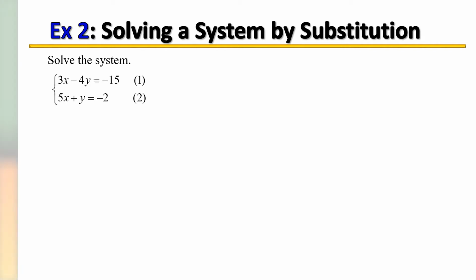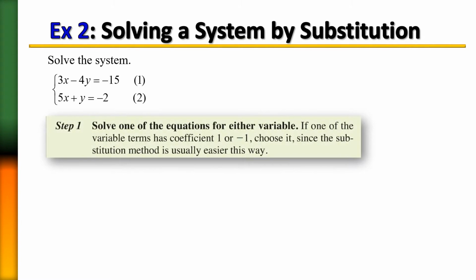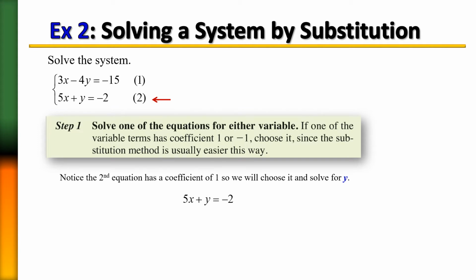In this example, we're going to solve the system by substitution. So recall step one is to look at your two equations and see where you have a variable term with a coefficient of 1 or -1. So we see that only equation number 2 has a variable term that has a coefficient of 1, and that's the y value. So we're going to use that equation and solve for y, which means we want to get y by itself, everybody else on the other side, using the rules of equation.